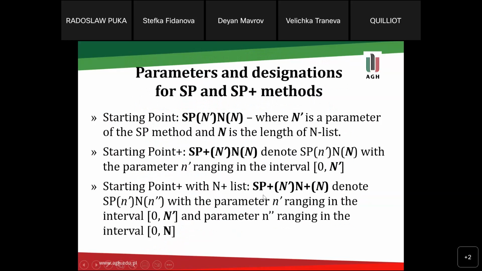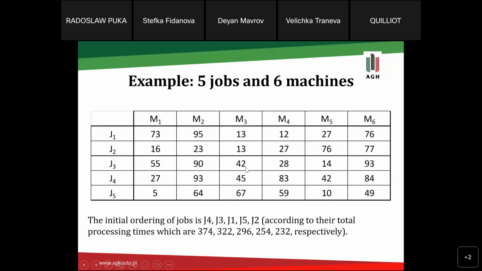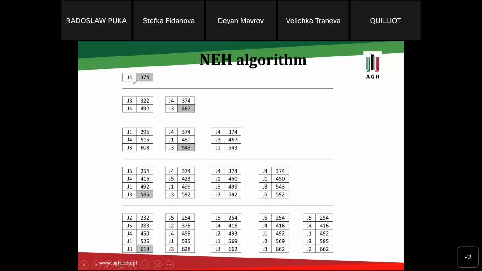One important case is the plus version, which means that we choose the best from many solutions, where the starting point ranges from 0 to N prime. And I have one more example to explain our proposition, the starting point method. We have 5 jobs and 6 machines. In the NEH algorithm, we put the first job, then the next job, and we put it in the first and second place, etc. We get the sequence job 2, 5, 4, 1, 3 with makespan equal to 619.